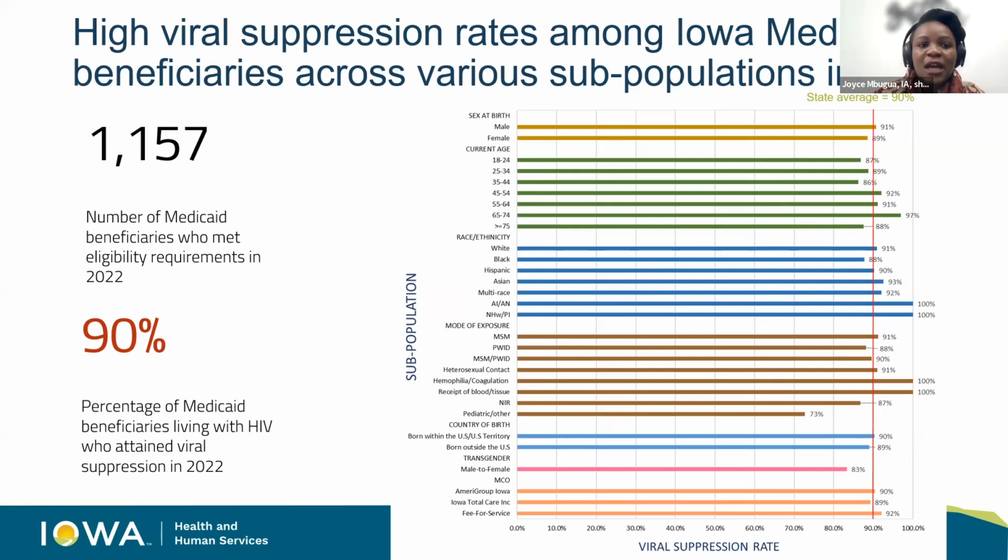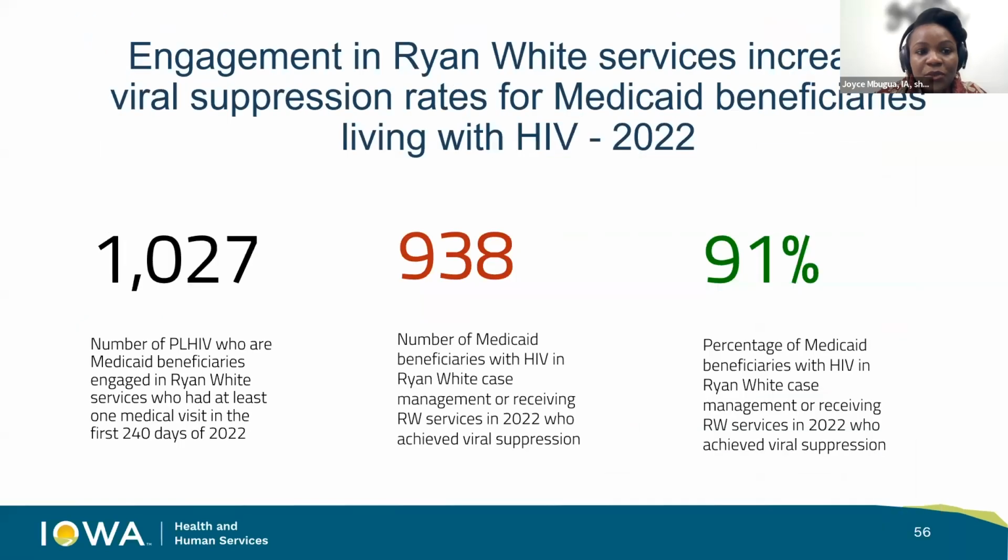So our question was, how do we implement this measure? How do we identify gaps? Next slide, please. So we moved forward to assess the rates of viral suppression for those who are receiving Ryan White services. And we found that these were even slightly higher, with 91% of Medicaid beneficiaries living with HIV attaining viral suppression in 2022. So our question still remained, how do we implement this measure?